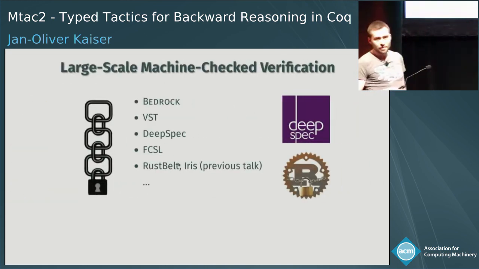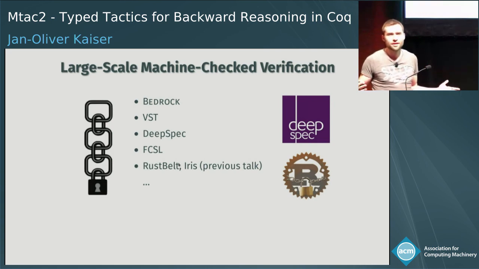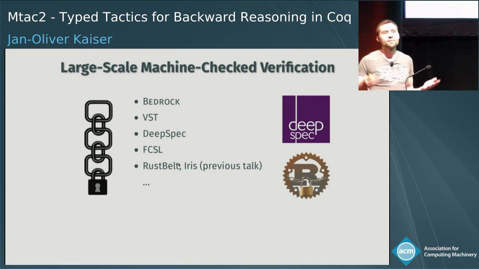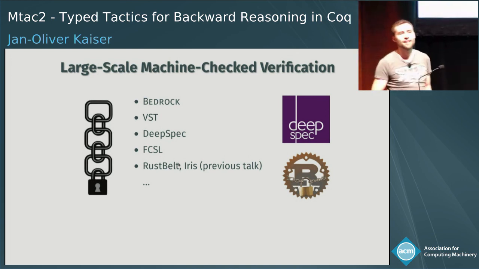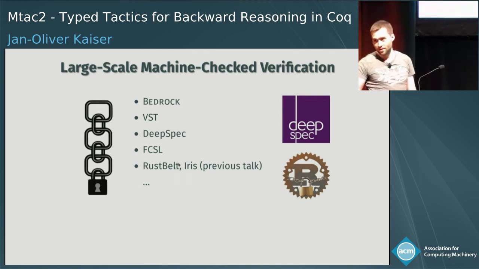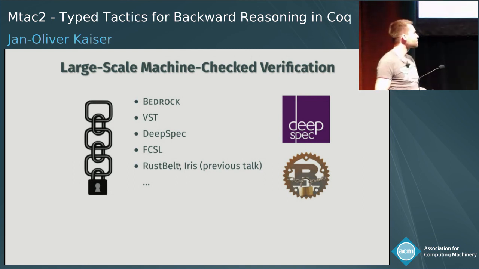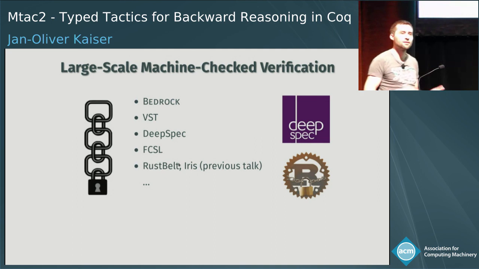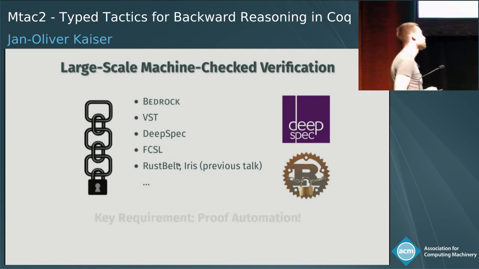In the last 10 years or so, our field has produced a large array of frameworks to perform large-scale machine-checked verification of programs, data structures, libraries, and so on. Robert also mentioned some of these: Bedrock, VST, DSpec, FTSL, and Iris in particular, which was mentioned in the previous talk. And one key aspect to all these frameworks is proof automation. We want to automate the tedious and boring parts of our proofs.